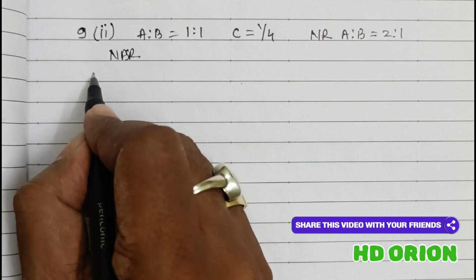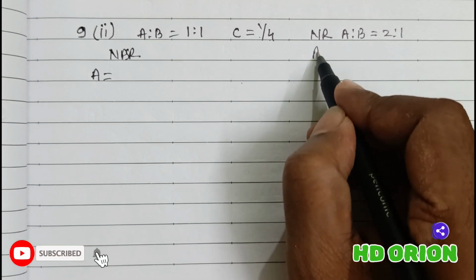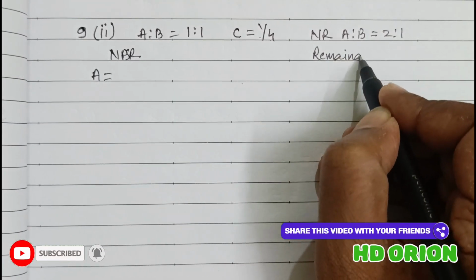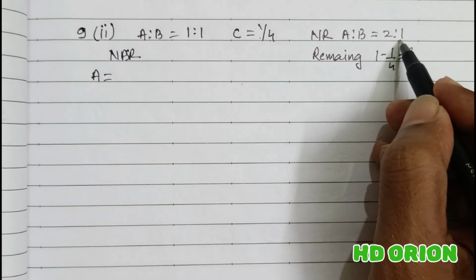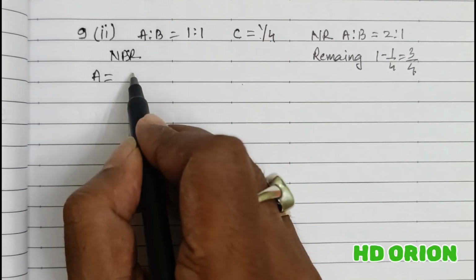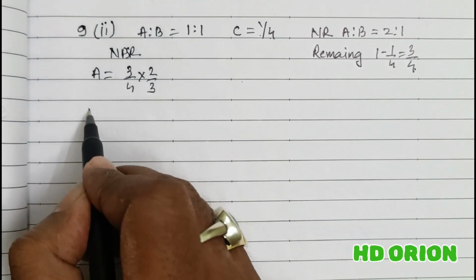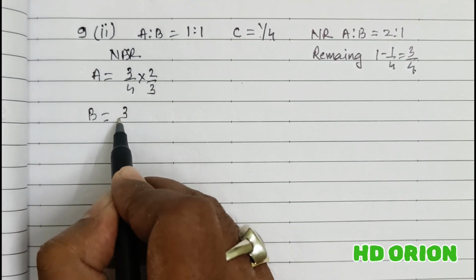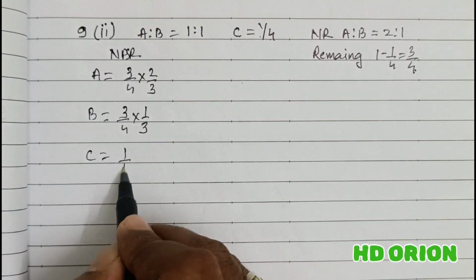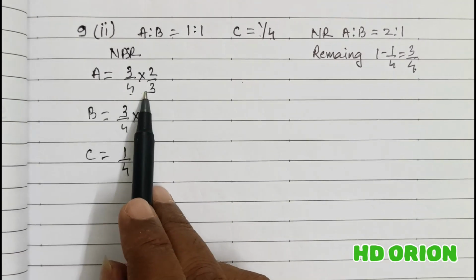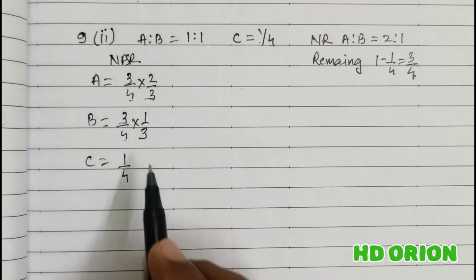New profit sharing ratio of A. After giving 1/4 to C, what is remaining? Remaining profit is 1 minus 1/4, that is equal to 3/4. This 3/4 is to be divided in 2:1. So 3/4 into 2/3 for A, and B is equal to 3/4 into 1/3. And C we already know is 1/4. Fine. Here the denominator will be 12, here also it will be 12.